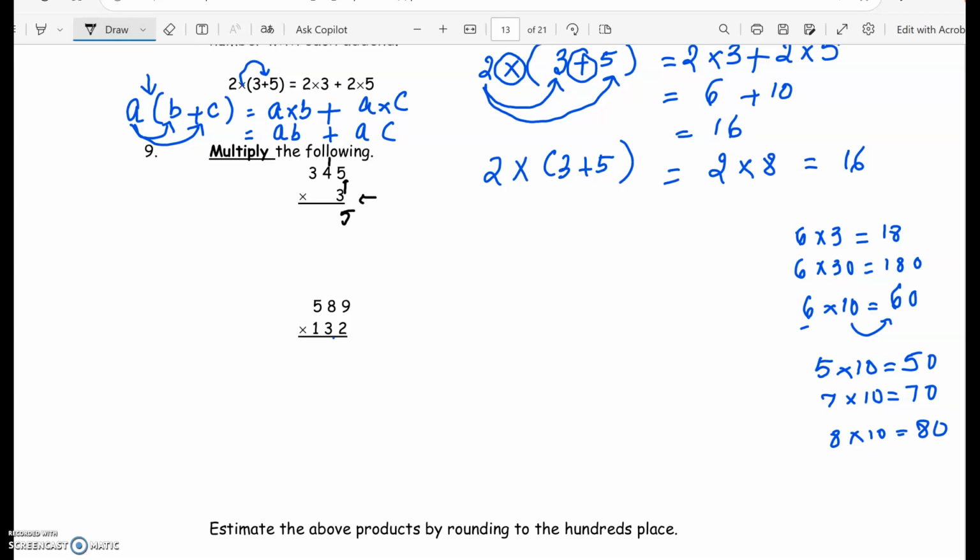Carry the 1 over. 4 times 3 is 12 plus 1 is 13. 3 times 3 is 9 plus 1 is 10. So we have 1035. Let's double check. 5 times 3 is 15.